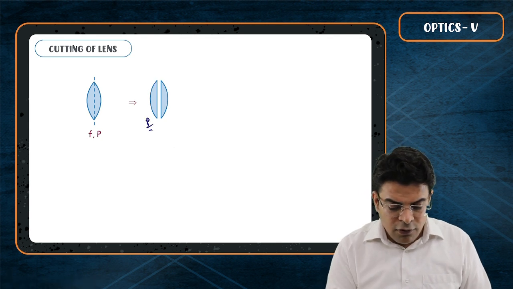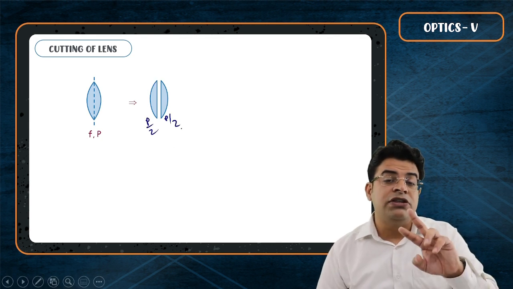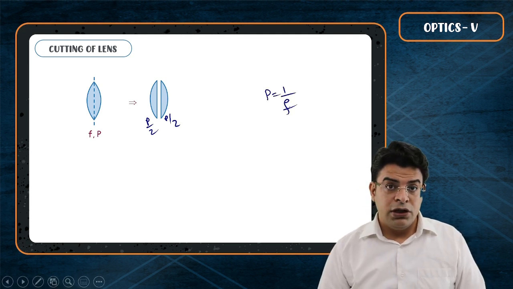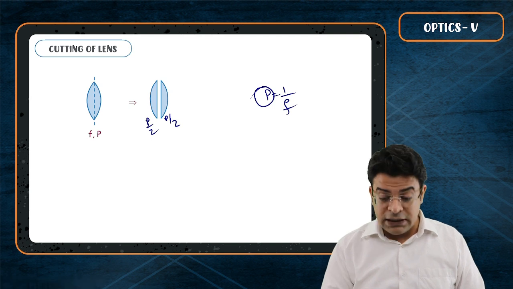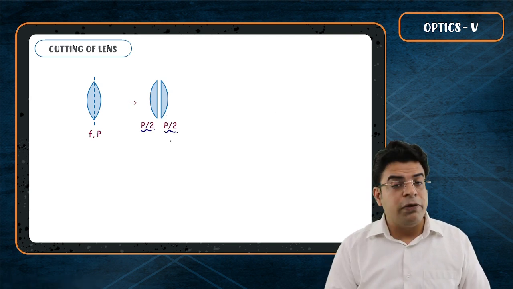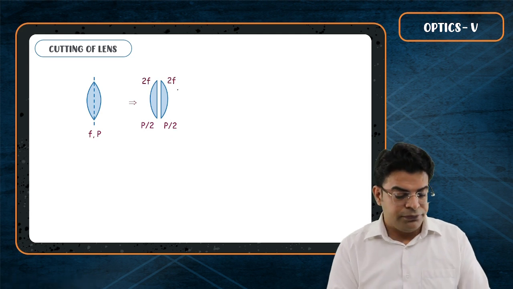If the power of one of the lenses will be P by 2, what can you say about the focal length? So power equals 1 by focal length. So if the power becomes half, it means that the focal length becomes double. So each one of them will have power P by 2 and focal length 2f.